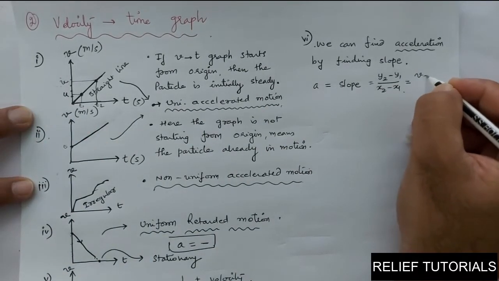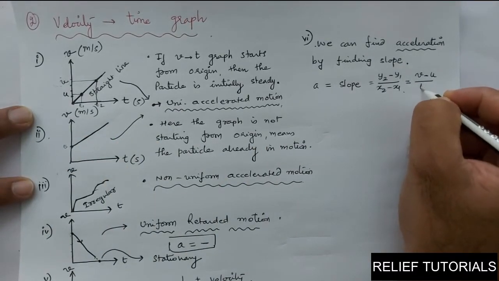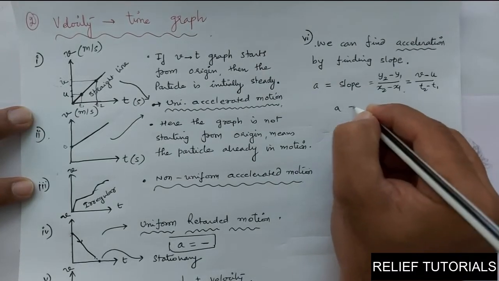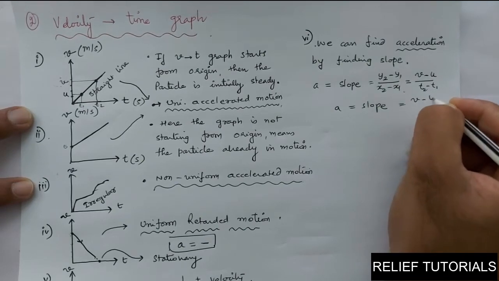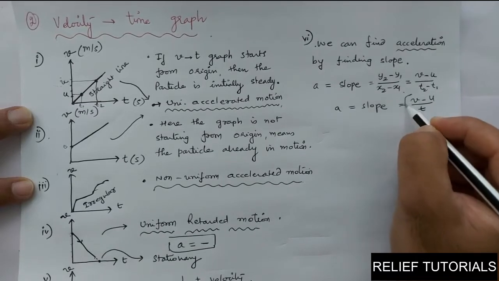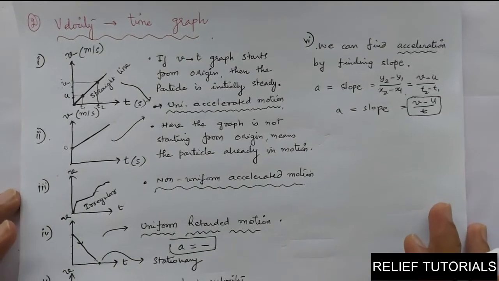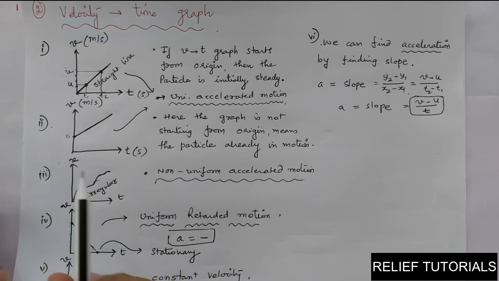So it is what? v minus u upon t2 minus t1. t2 minus t1 is like this, means time interval. So I think if you see carefully, a is equal to slope is equal to v minus u over t2 minus t1. If you take this time interval as t, then v minus u by t is the formula of acceleration. That is why we can say that the slope in the velocity versus time graph gives you the acceleration value. In any type of graph you can find the slope.